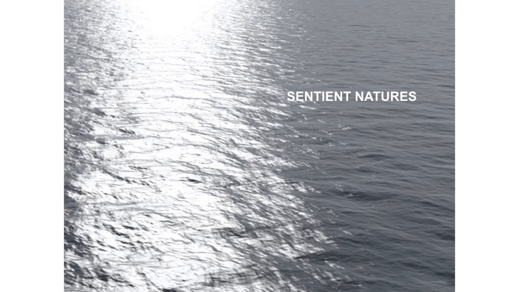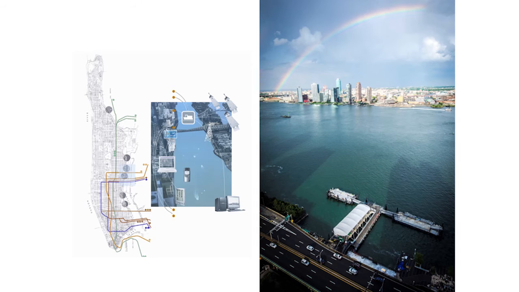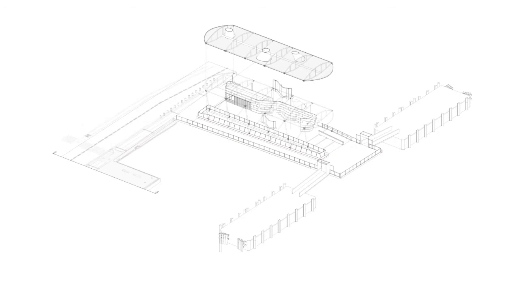And last, I want to touch on sentient natures, the idea that natural systems themselves are a platform for technology. Here we were able to incorporate the flow of a river as a kind of actor within the East River Ferry Project, allowing the flow of the river, the flow of people who are arriving and departing from boats, to trigger a series of interactive lighting that spoke to the speed, tide, and current of the East River.